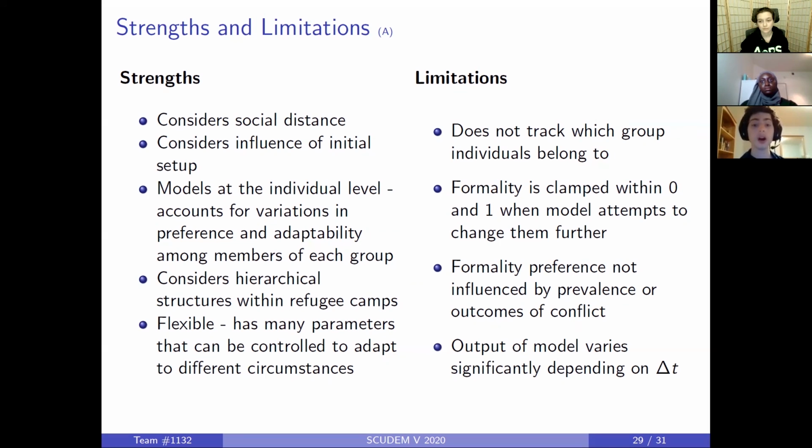However, since we do not track which group an individual belongs to, we can't differentiate between changes within members of a group and between members outside of a group. We also had to clamp formality and other variables between 0 and 1, so the model can't fully change the formality of an individual. In addition, formality preference isn't influenced by conflict prevalence or outcomes, and the output of the model that we made varies significantly depending on what time step we use.